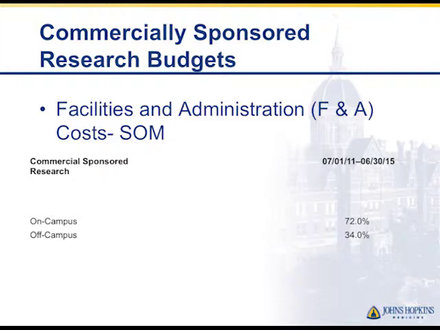We talked about facilities and administration costs on awards. Rick and Alex both talked about that. This is a School of Medicine rate for commercially sponsored research. As you can see, on campus it's 72%, which is higher than the federally negotiated rate. I should point out that's an actual cost. These are actual expenses that we incur. So that's the origin of this rate. For on campus, it's 72%. For off campus, it's 34%. And that is for commercially sponsored research.